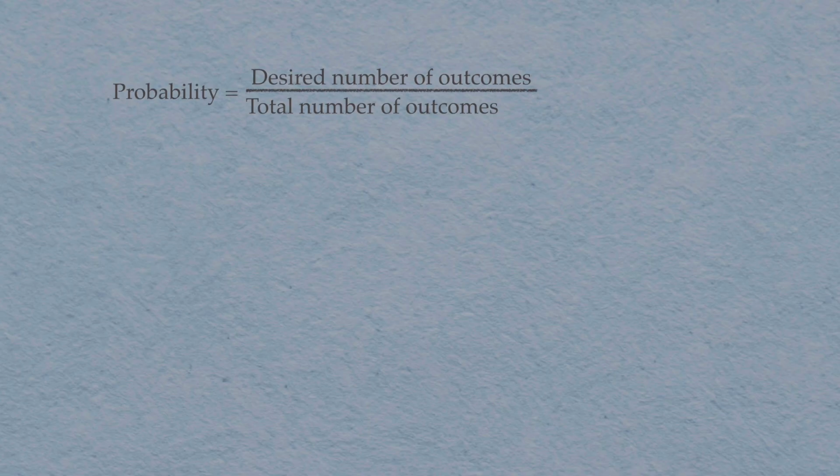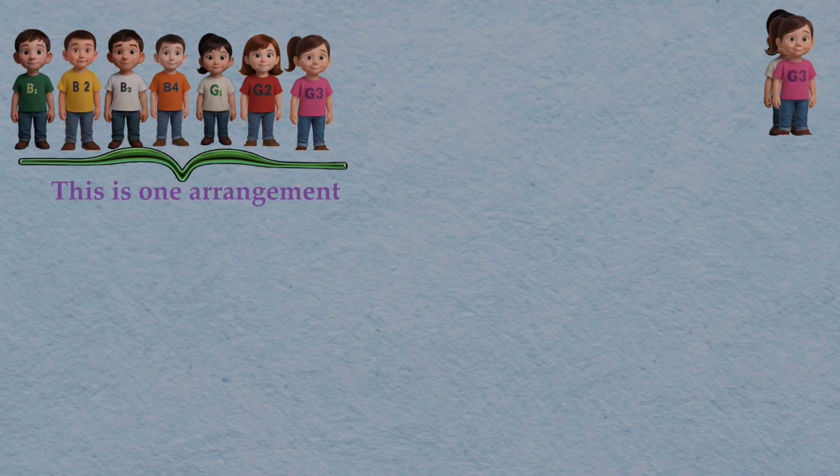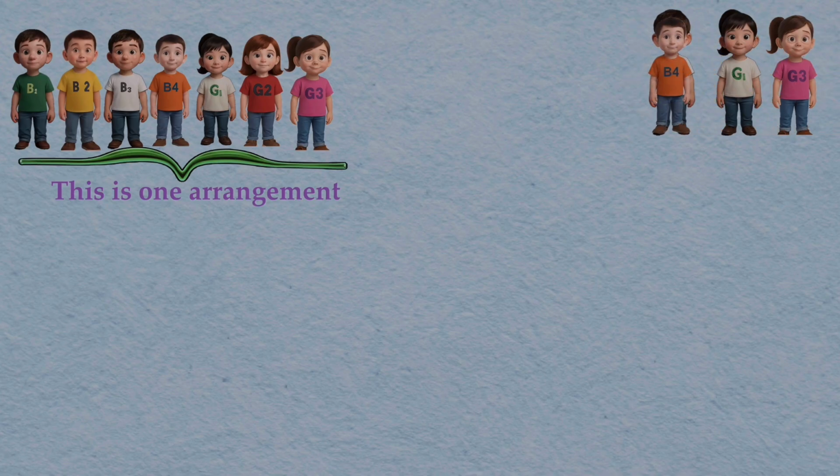Now let us focus on the total number of outcomes first. 7 students can be placed in any order along the line without any restriction. This means we need to consider every possible way they can be arranged. Since there are 7 students, we calculate the total number of possible arrangements by multiplying all the numbers from 7 down to 1, which gives us 7 factorial possible ways to arrange them.